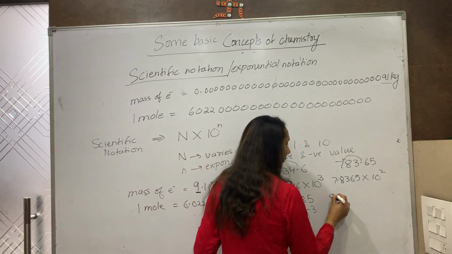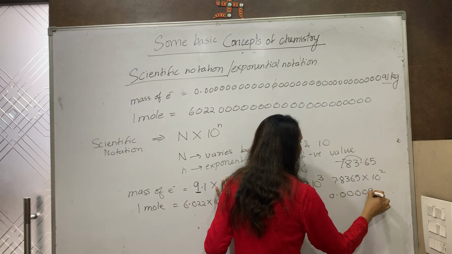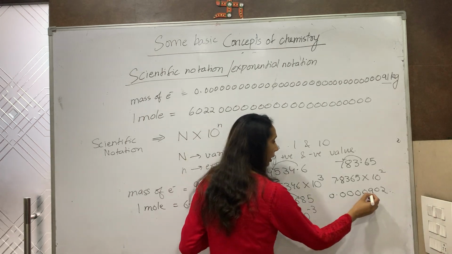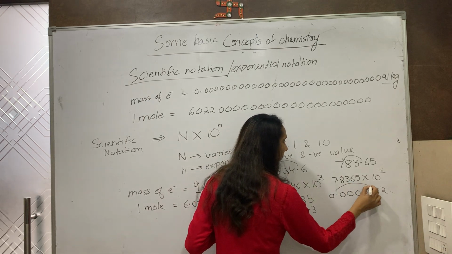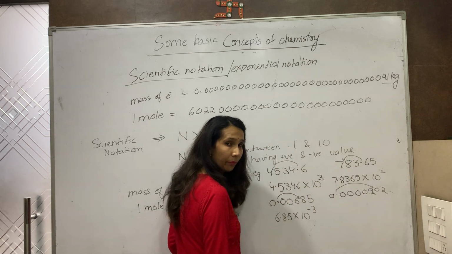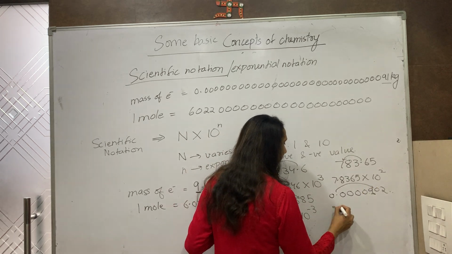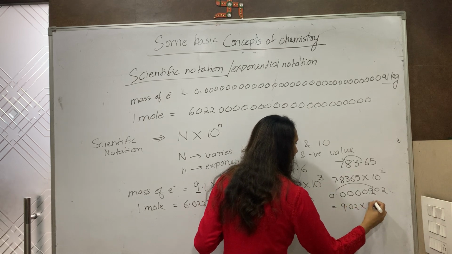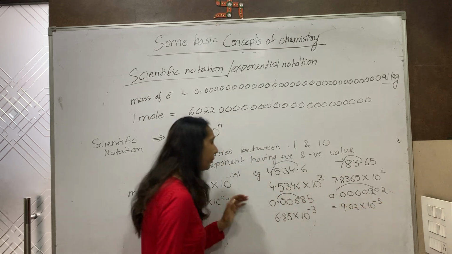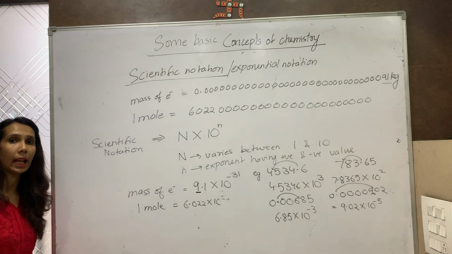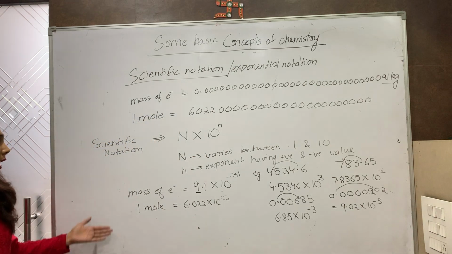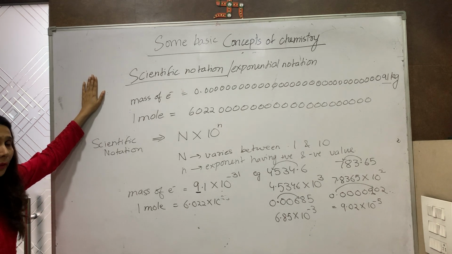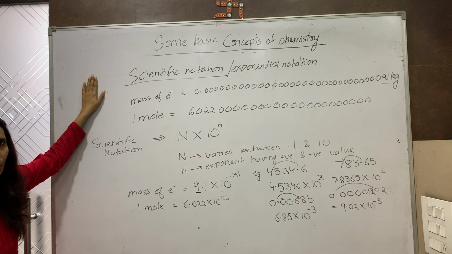One more example. Which is the first non-zero digit? 9. So I have to shift the decimal how many places? 5. So it will be 9.02 into 10 to the power minus 5. So this is how we write the numbers in scientific notation. This scientific notation we will be using in the chapters to follow. Thank you.